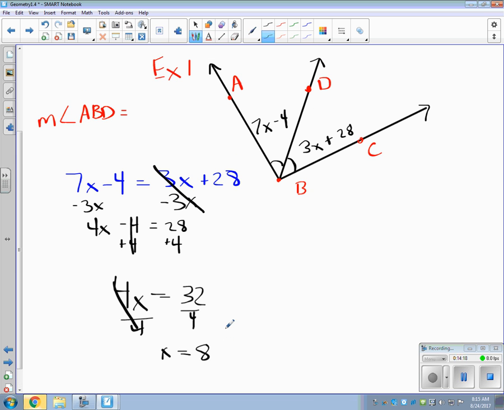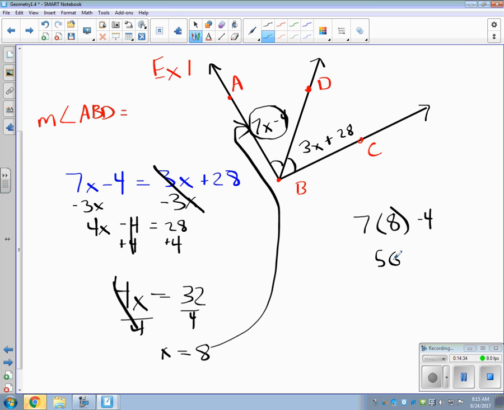But that wasn't quite what I was going for. I want ABD, so ABD is this angle. So kind of like we did for segments, I take what I got for x and I plug it back in. So it's going to be 7 times 8 minus 4. So 56 minus 4, which would give me 52. And like all angles, our unit should be in degrees. So the measure of angle ABD is 52 degrees.